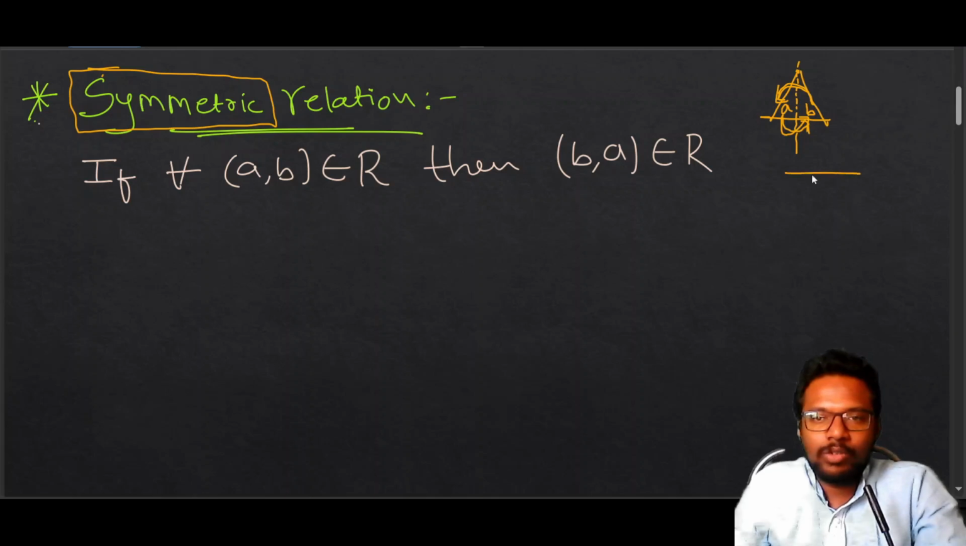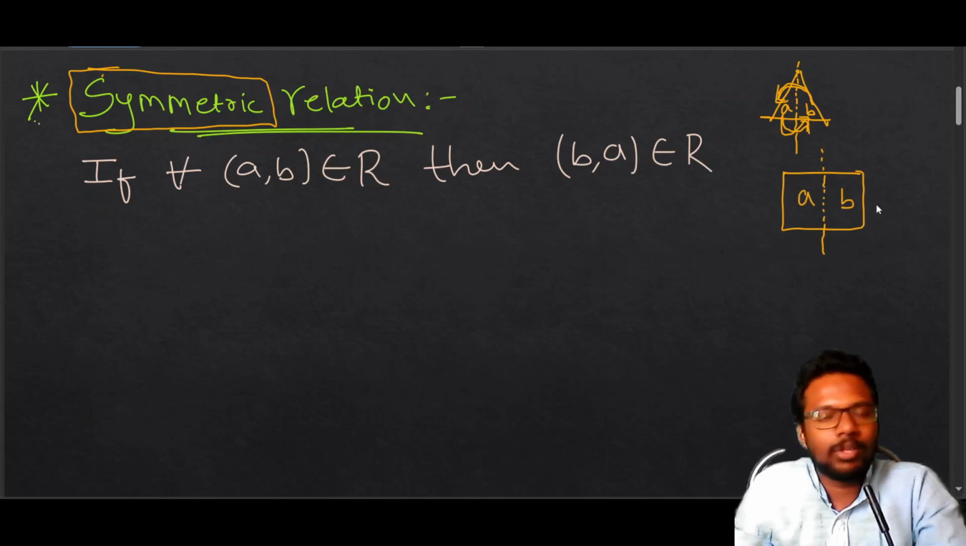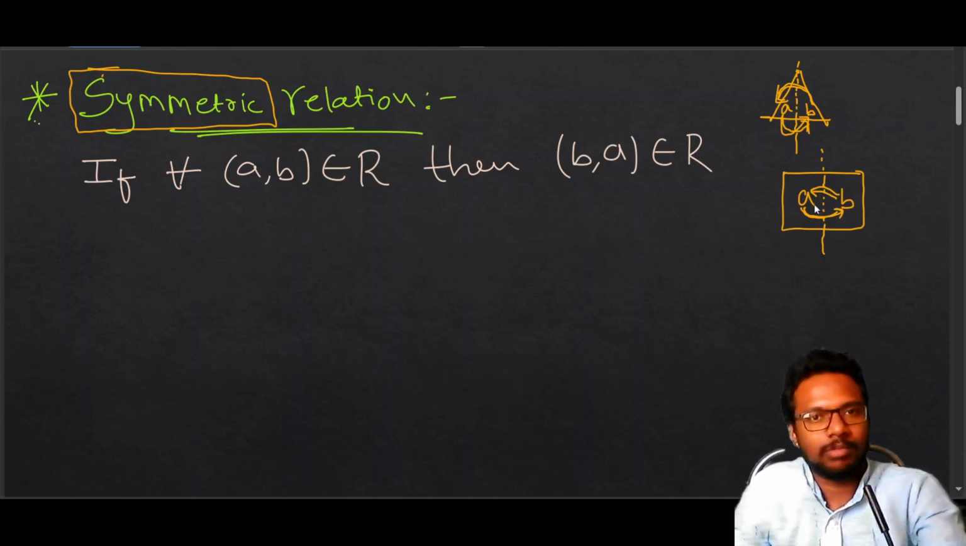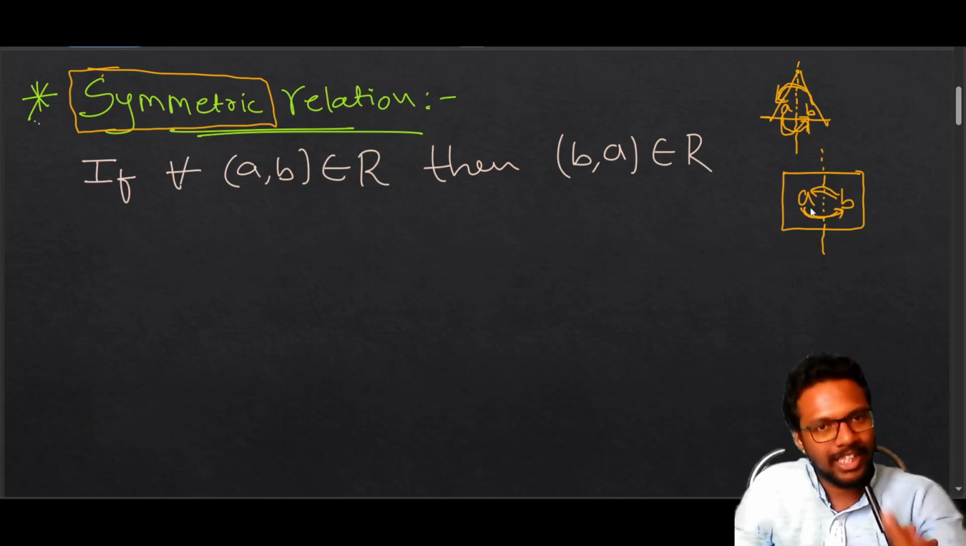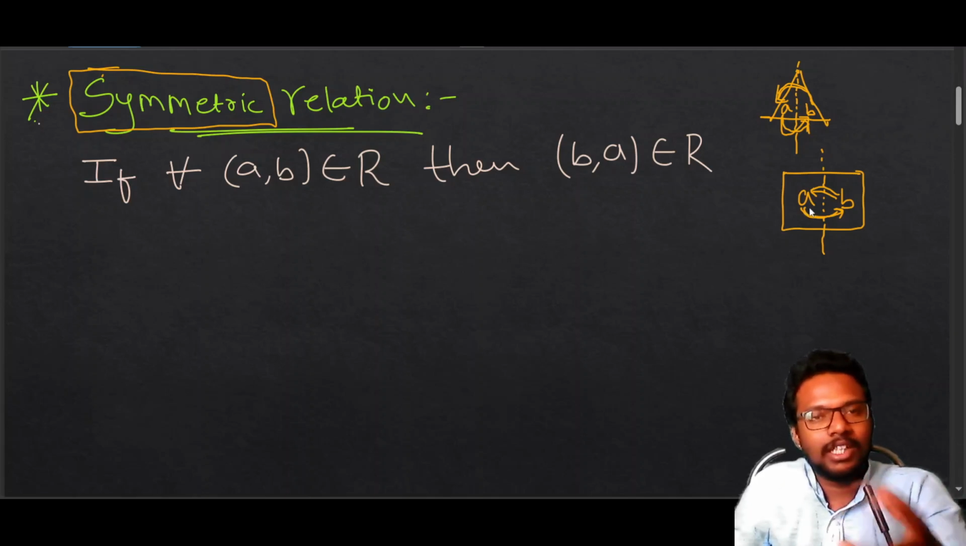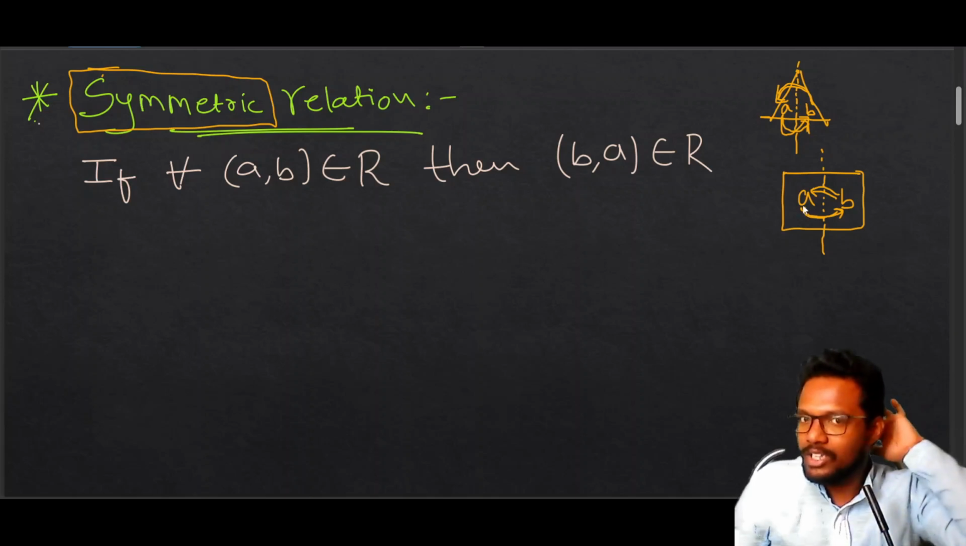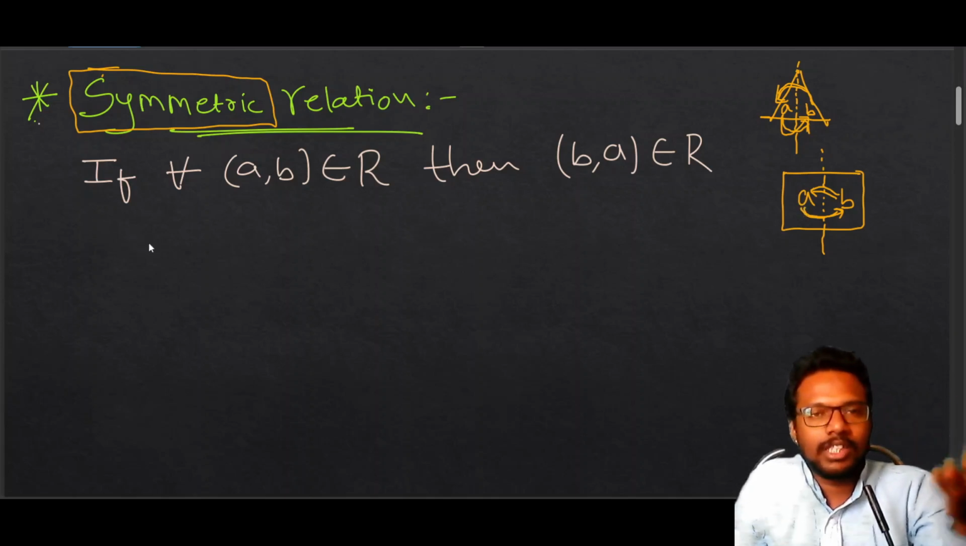If you consider a square also and cut it into two pieces, one part becomes A and the other becomes B. A is symmetric to B and B is symmetric to A. In the same way in relation, if A is related to B, then B is also related to A. This type of relation means a mutual relation. A has some relation to B and B has the same relation to A. Then this relationship is nothing but a symmetric relation. The definition also says the same thing.